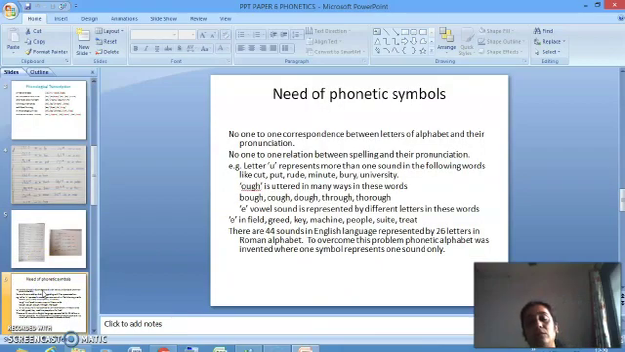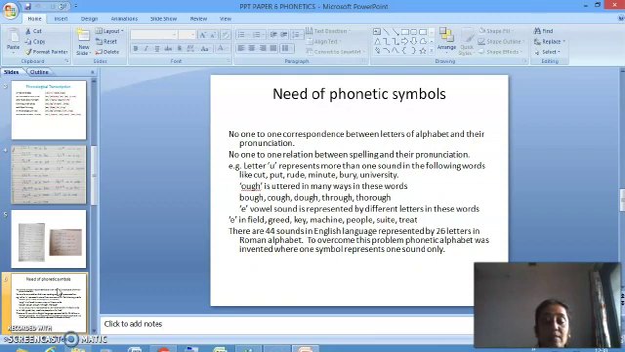So, why are there so many phonetic symbols? As we know, especially second language learners find it very difficult to pronounce English words and English spelling, because there is no one-to-one correspondence between letters of the alphabet and their pronunciation. No one-to-one relation between spelling and pronunciation.